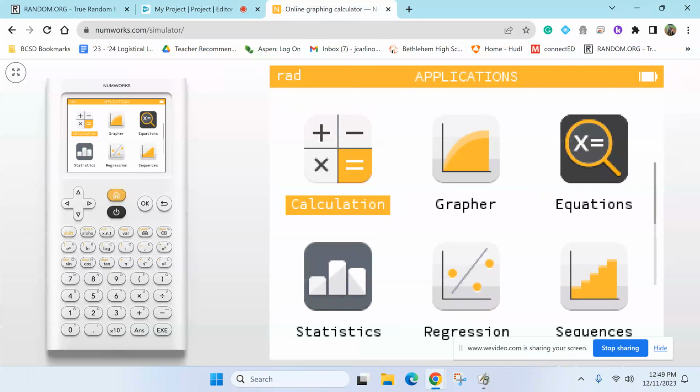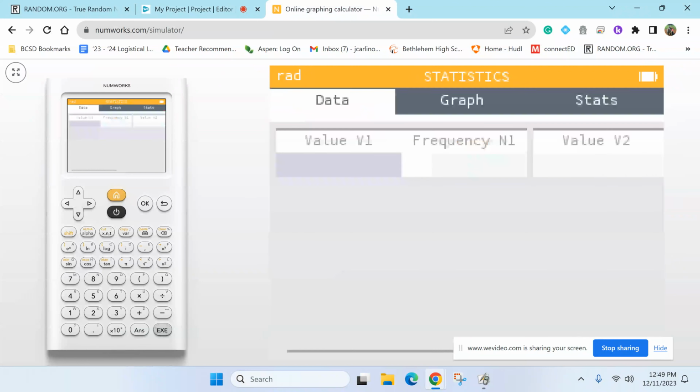All right, and now we go to statistics. Okay, we go to statistics now. There are actually 2 different places we're going to go this unit, but now we're going to start on statistics.